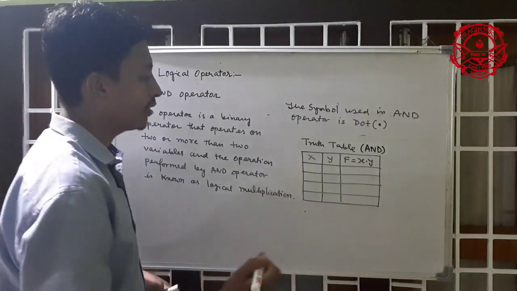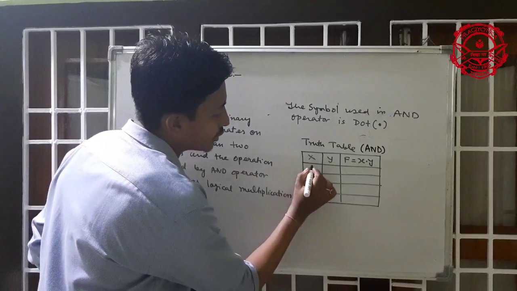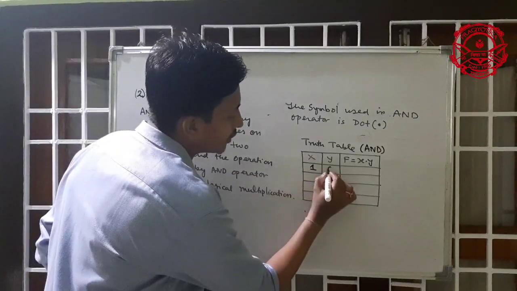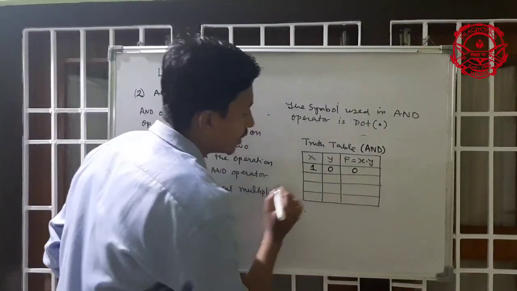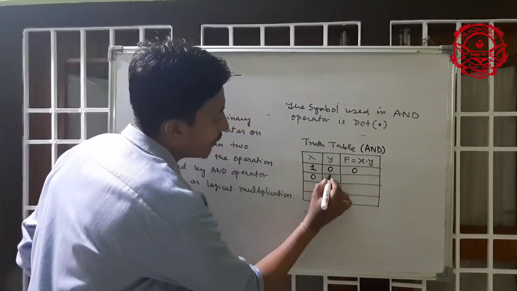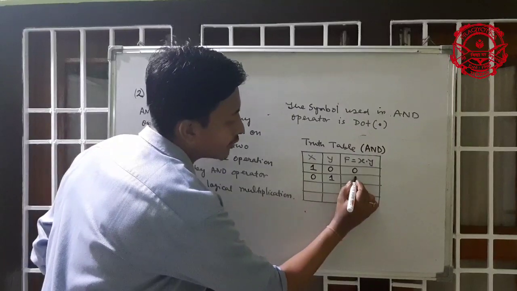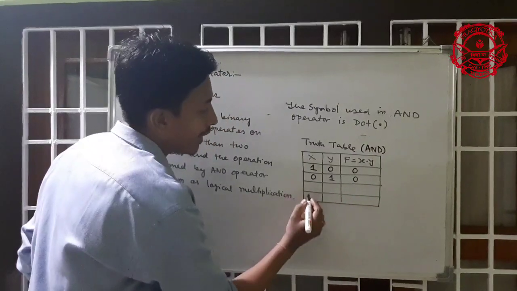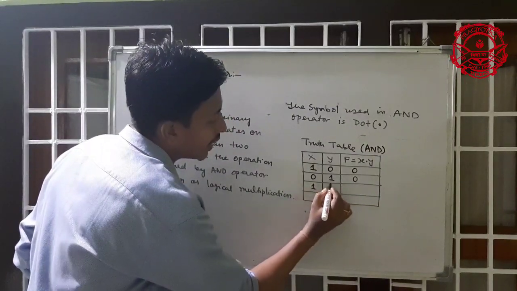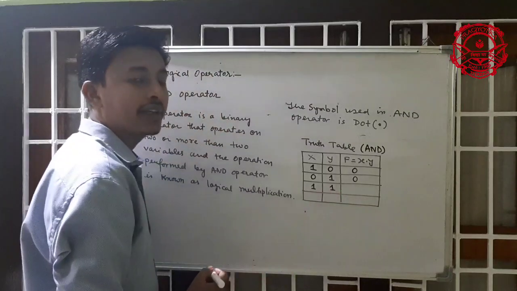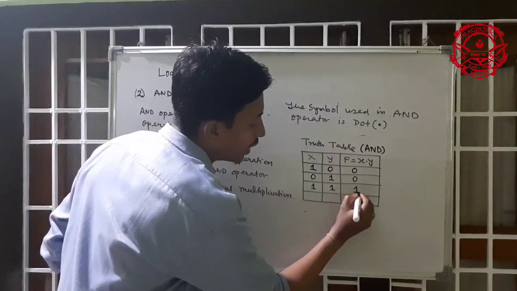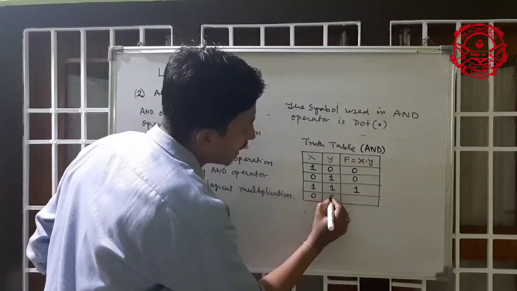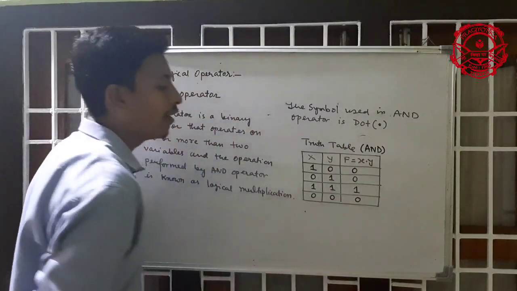Now see, first x. If x value is true, it is 1, and y value is false, the answer will be 0. If x value is 0 and y value is true, then the answer will again be false. If x value is 1 and y value is 1, then definitely both the expressions are true, then the output will be true. Again, if x is 0 and y is 0, the answer will definitely be false.